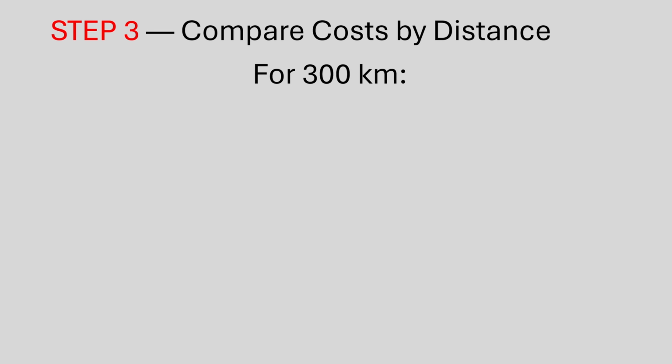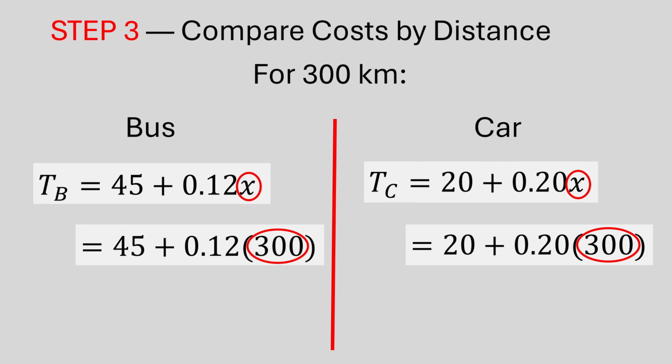For 300 kilometers, x equals 300 kilometers. If we simplify, the total cost for the bus trip is $81 and the total cost for the car ride is $80. So the cost is almost equal.